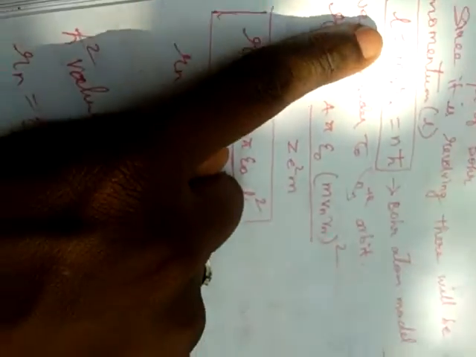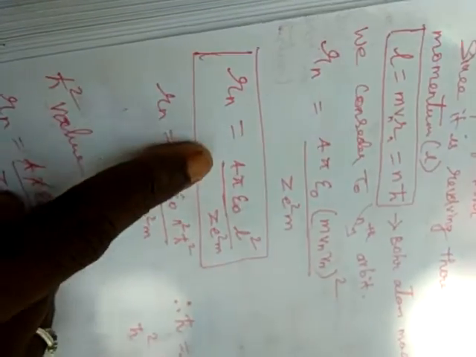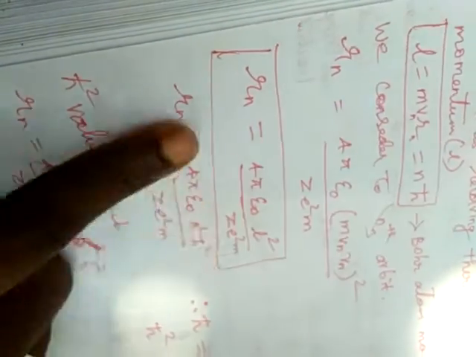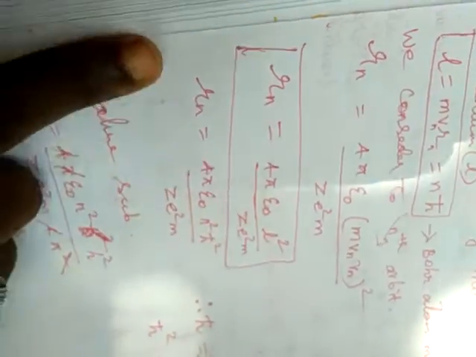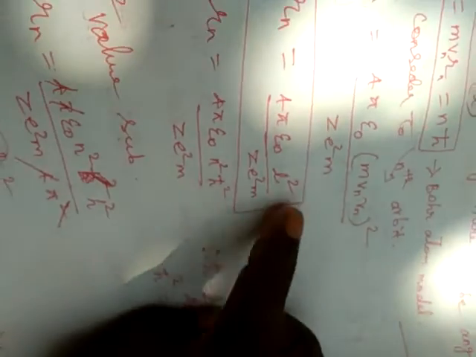Here we have m squared v n squared r n squared, which I take as common, so whole brackets divided by z e squared m. This is what we take as L, the angular momentum. Now you see that L squared: Rn equals 4 pi epsilon naught L squared by z e squared m.